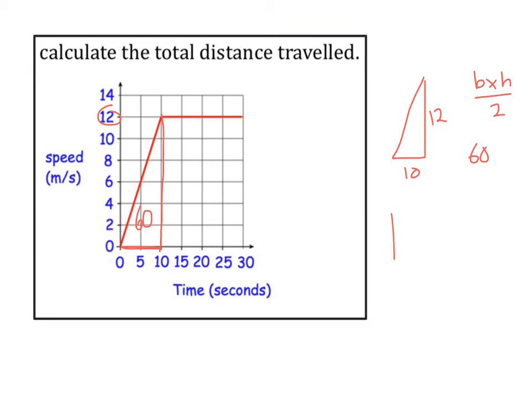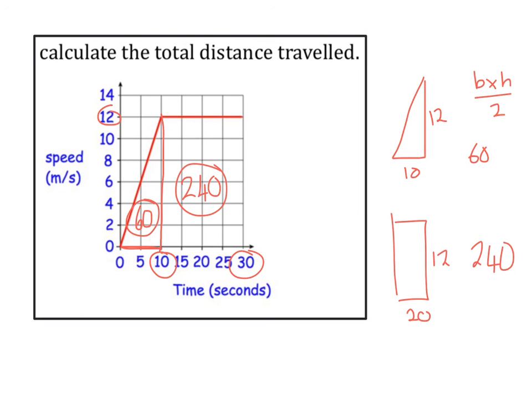And then I've got the rectangle, which is between 10 and 30 for the base, so that's 20, and 0 and 12 for the height. So 20 times 12 is 240. So if I wanted the total distance, I just add the areas together. It's 300 metres, or 300 m, I'm just going to put, because that's what it is in the question.